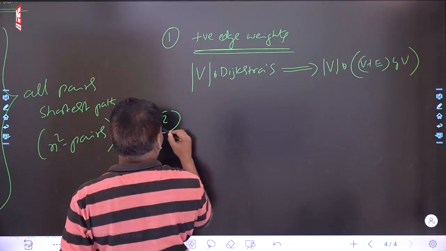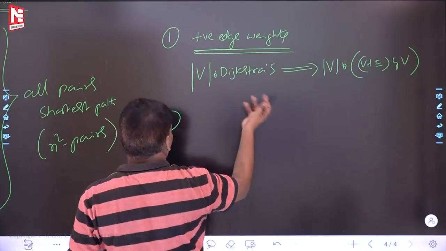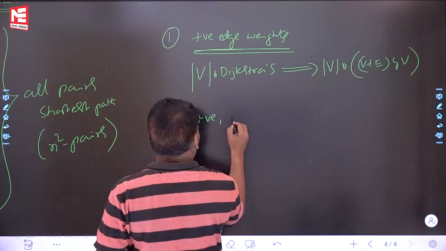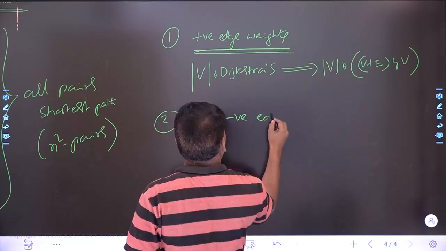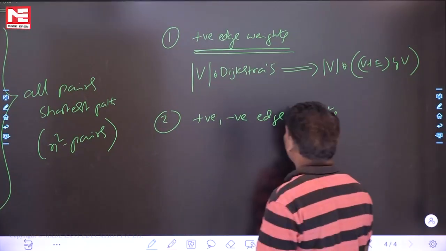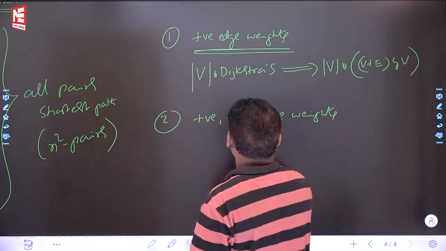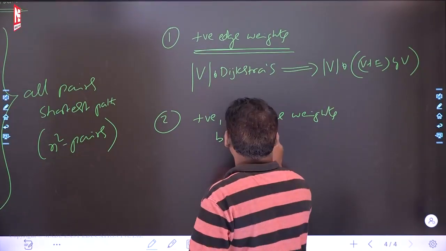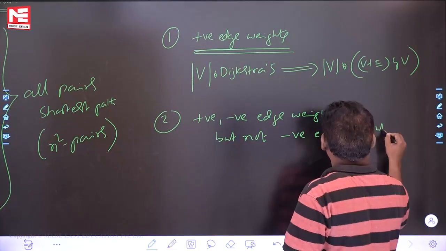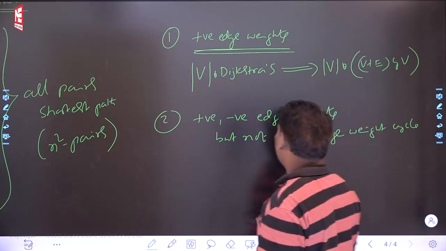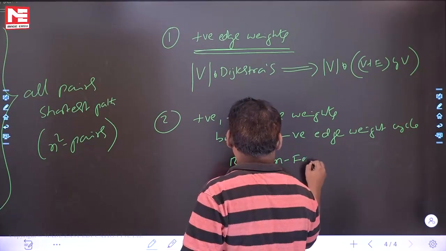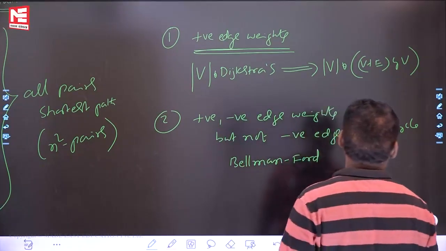One more way. Suppose the graph contains positive edge weights also, negative edge weights also. So what is the answer? Positive and negative edge weights, but not a negative edge weight cycle. Then what is the answer? Bellman-Ford.